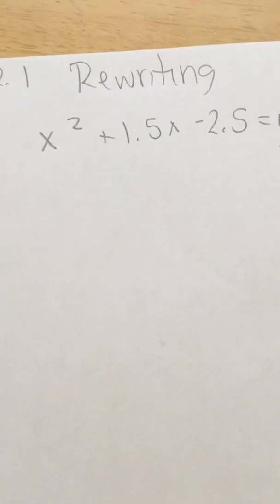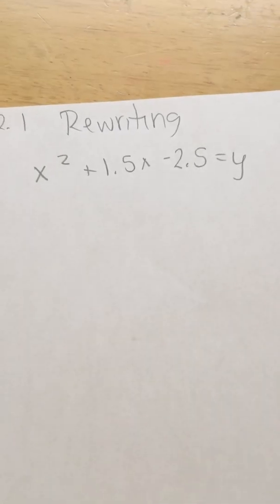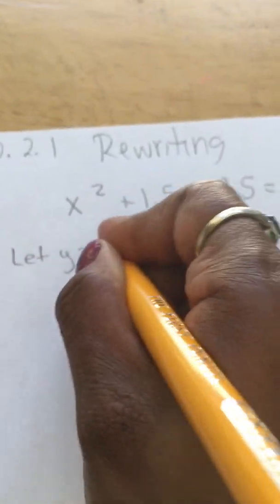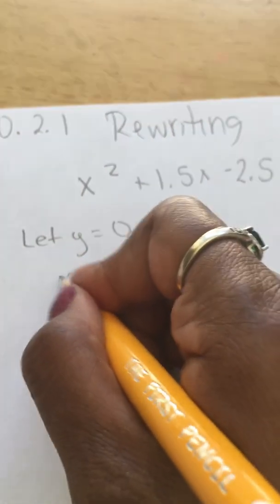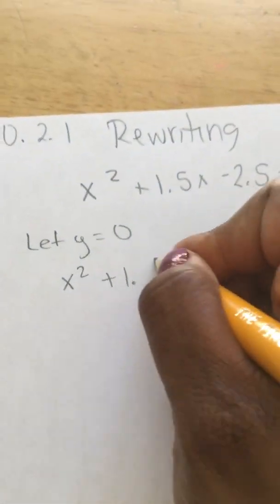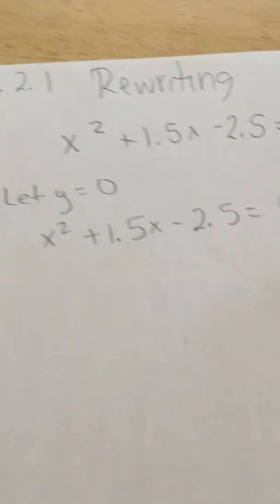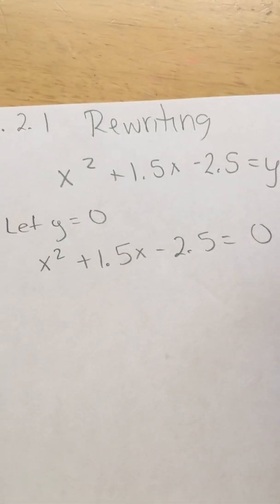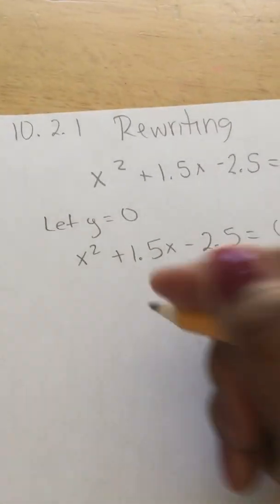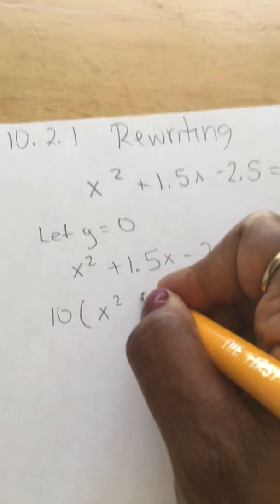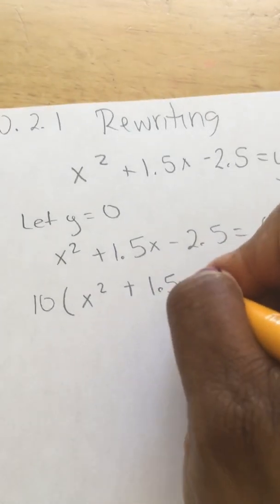Here we go. So I have x squared plus 1.5x minus 2.5 equals y. And the first thing I want to do is let y equal 0. We rewrite the problem: x squared plus 1.5x minus 2.5 equals 0. Now I want to get rid of those decimals, so I'll multiply by 10. When I multiply by 10, something wonderful will happen.